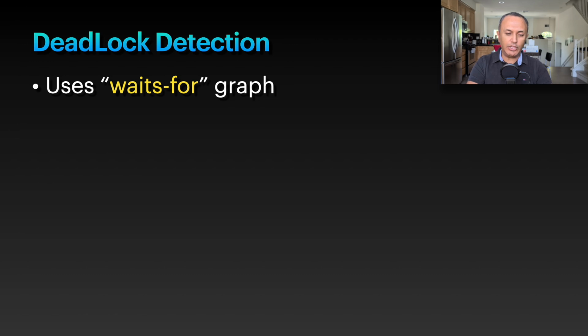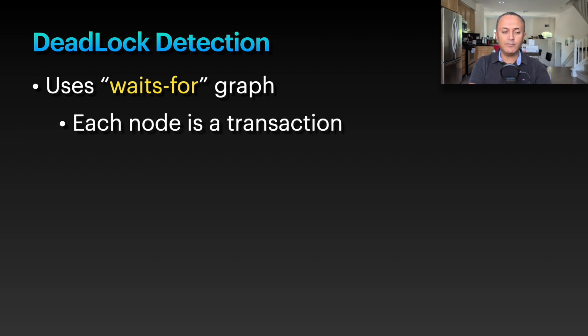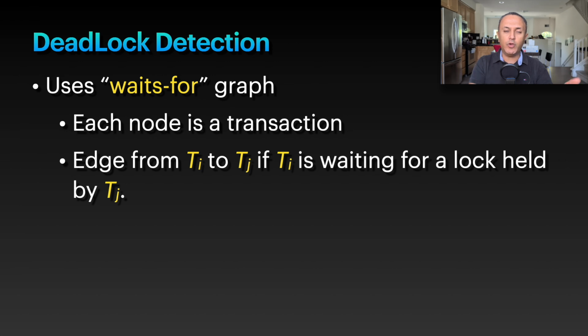It's a graph where each node is a transaction, and we put an edge from one node to the next if one transaction is waiting for a lock that's held by another transaction. This is different from the dependency graph that we talked about in the previous videos that we used to determine whether a schedule is serializable or not. It's similar in the sense that each node is still a transaction, but the edges there represented the conflicting operations. Here, the edges represent the locking and which transaction is waiting for a lock that's held by another transaction.